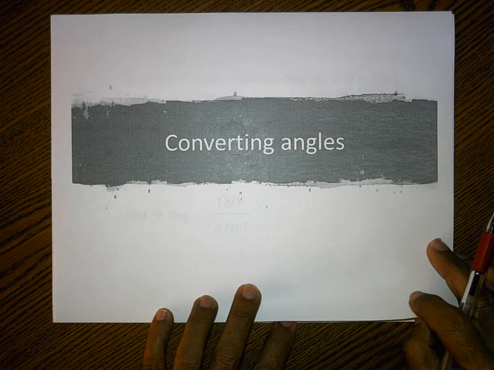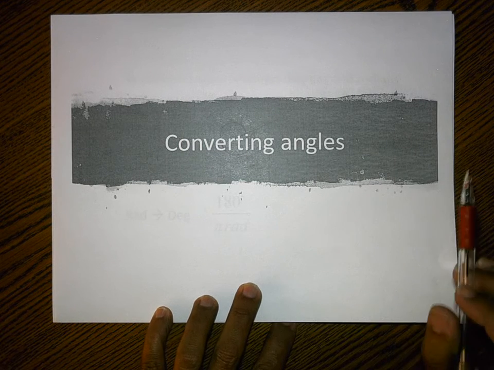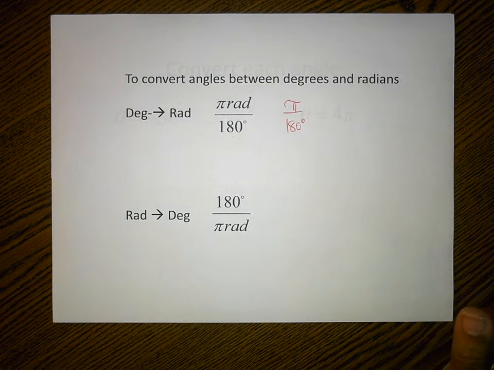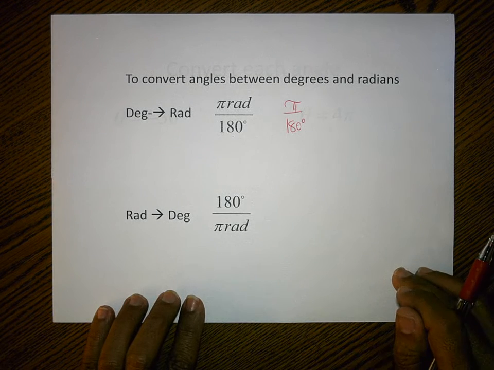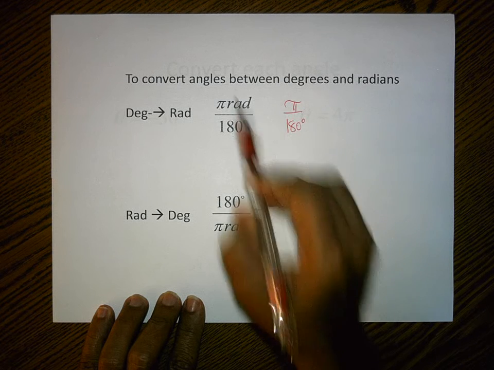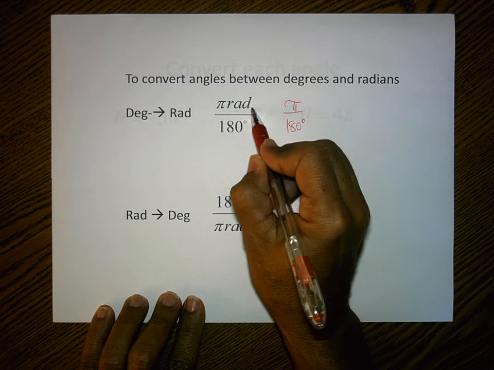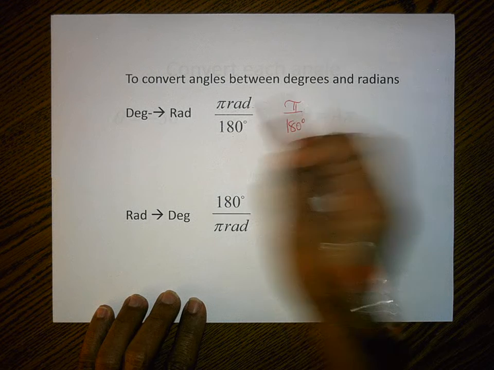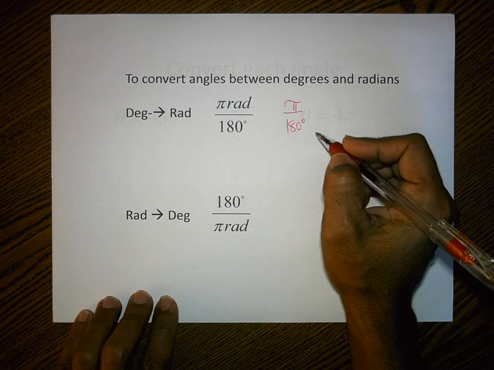Here is the continuation of converting angles, okay? So we were talking about the formulas to convert angles. Well, I usually use pi over 180. We kind of ignore the units of radians, but you should always know that we're talking about radians, okay?